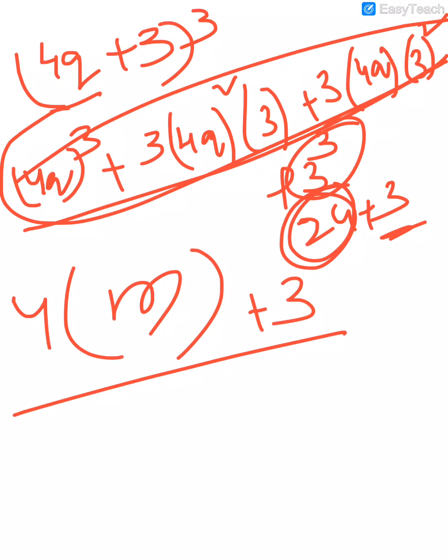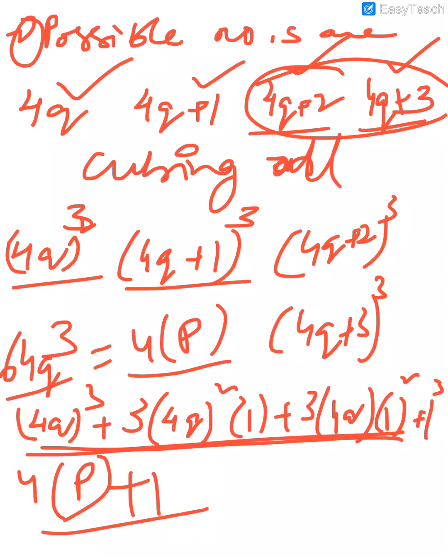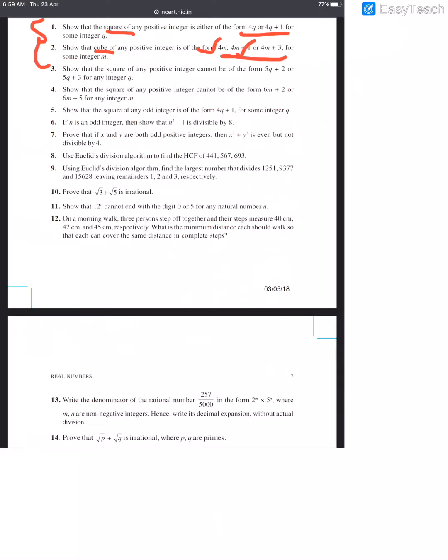So what forms did we get: 4m plus 3, 4m or 4p, it can be any letter, and 4m plus 1. So this is what is asked in the question: 4m, 4m plus 1, 4m plus 3.